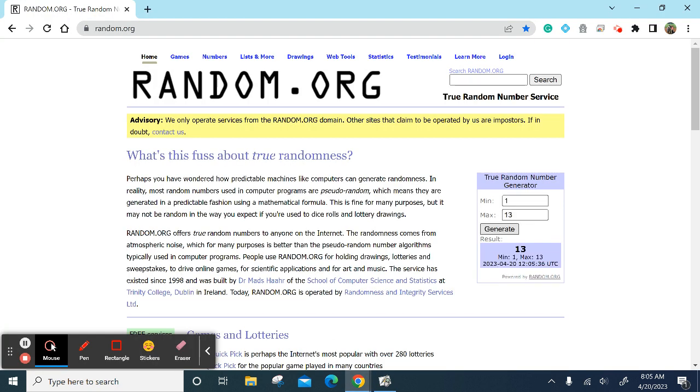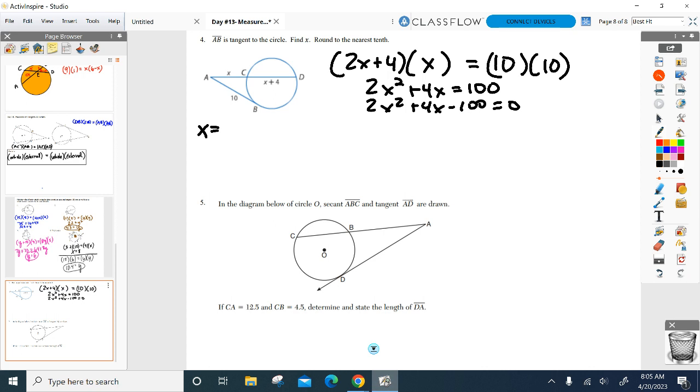Need a little help though. Charlie, you know what your a value is here? Just the numbers. We don't put variables in the quadratic formula, so just the numbers out in front. Here we go. 2, how about the b? 4, and how about the c? There you go. So that's what I'm going to plug in right now with you guys.